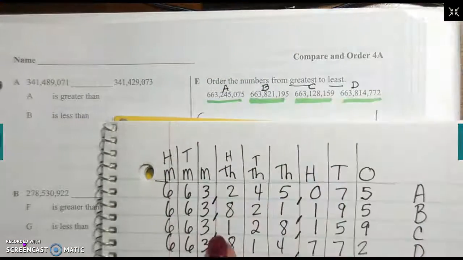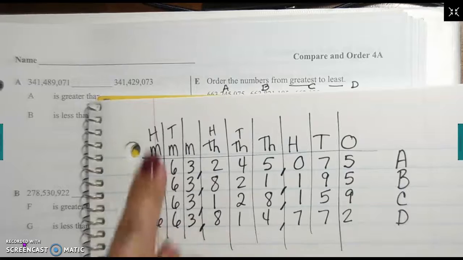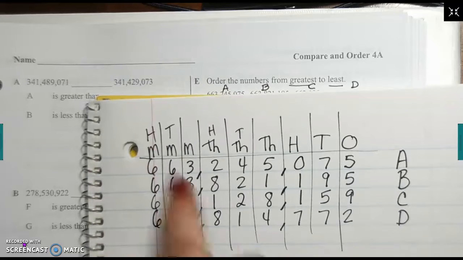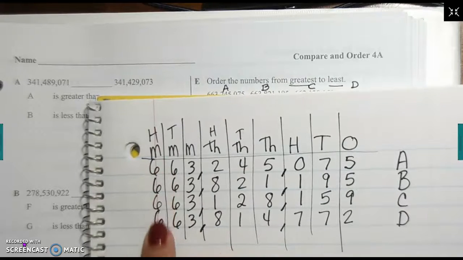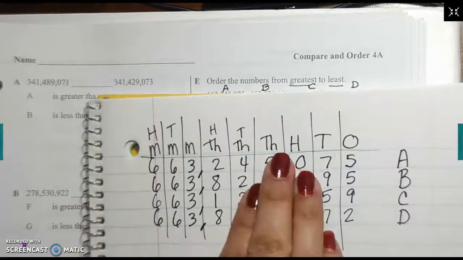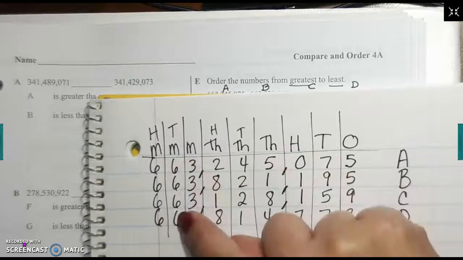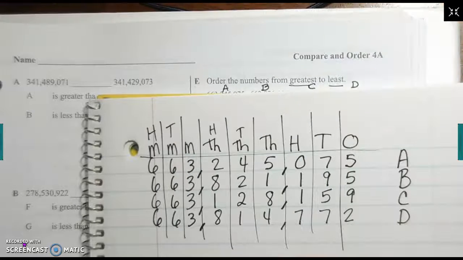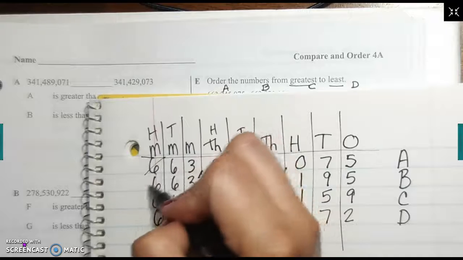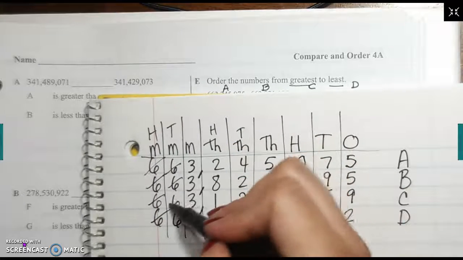Okay, so now it's time to compare these numbers. To compare them, you always start on the left-hand side. If they're the same, then you just skip that first column and go to the next. These are all the same, so I'm going to go ahead and slash them off. Because all of these are the same, there is nothing to compare.